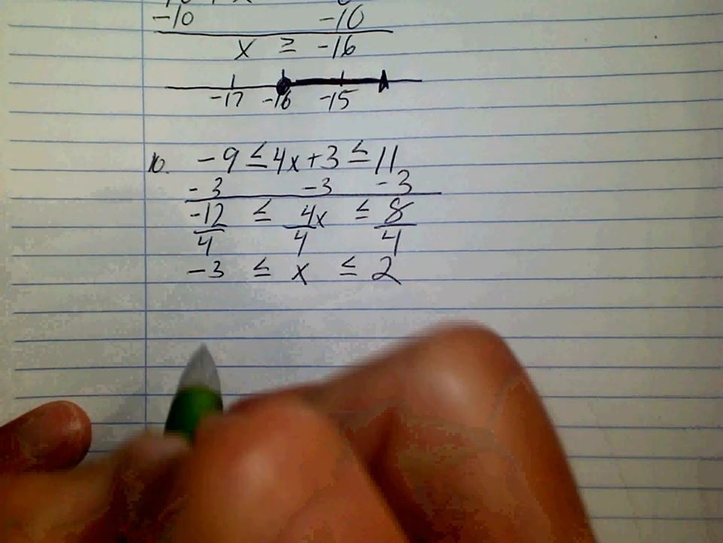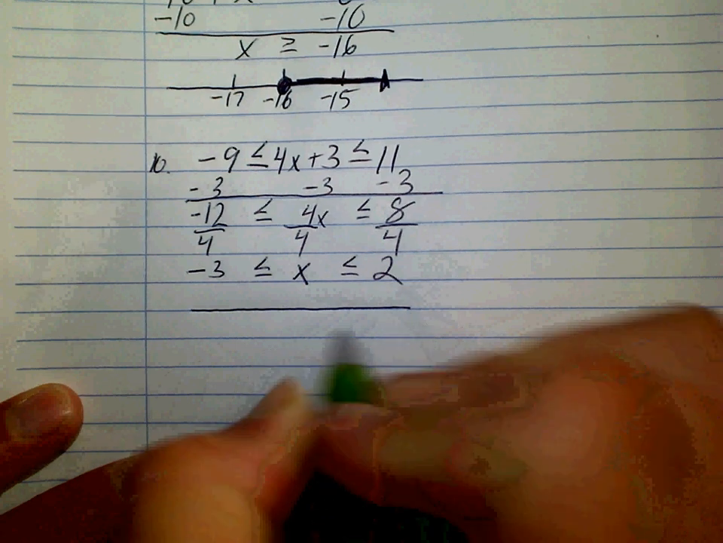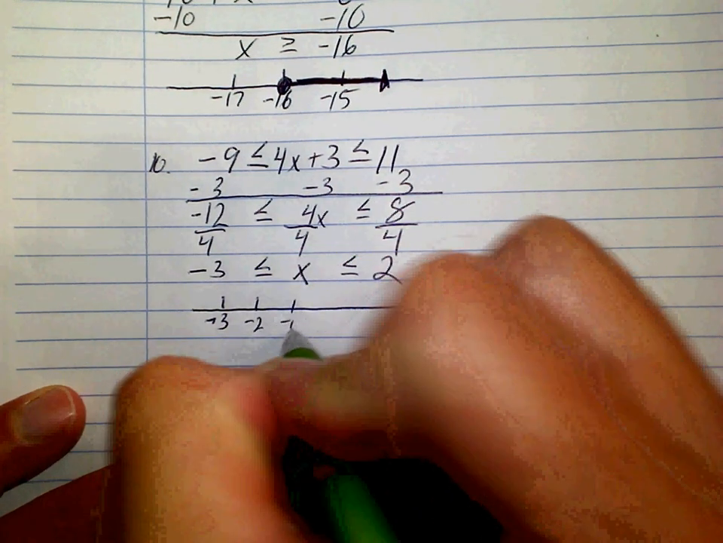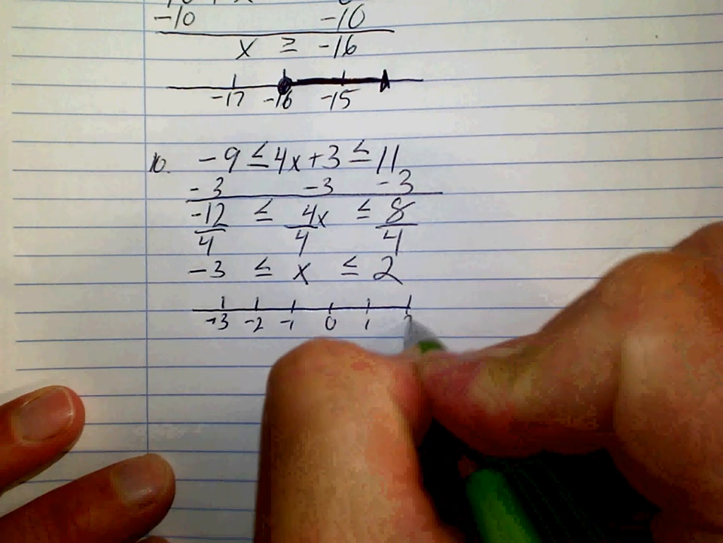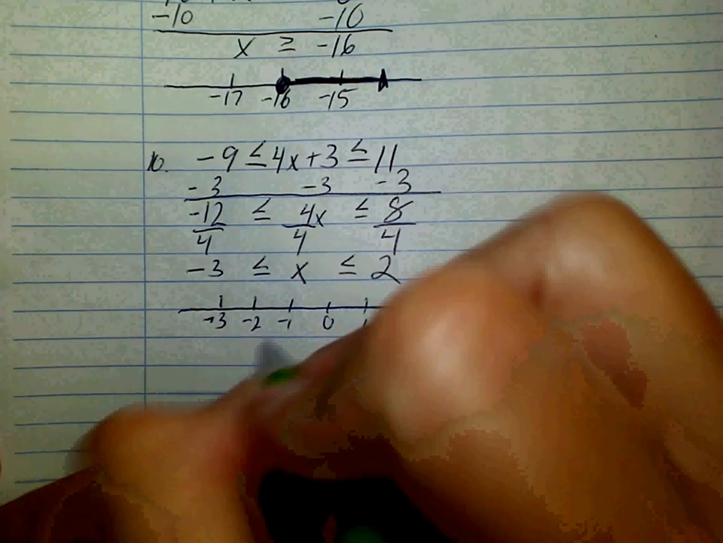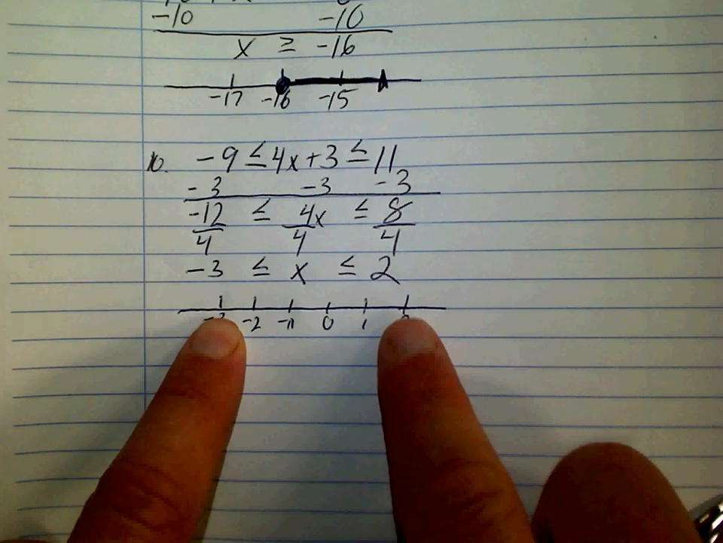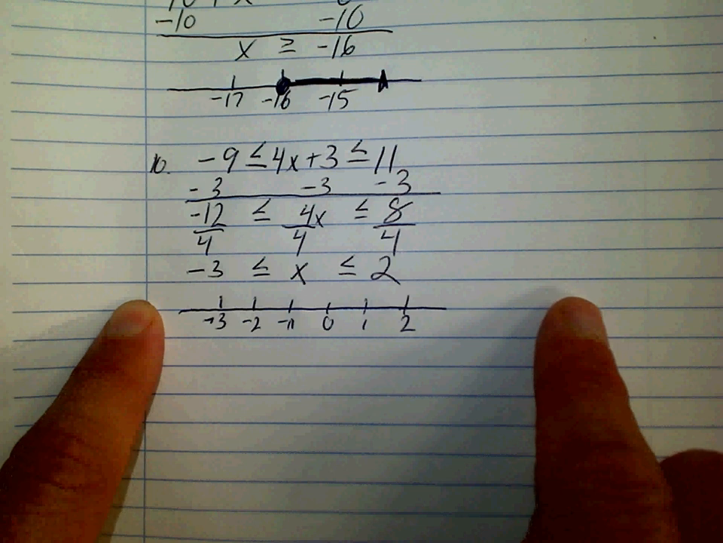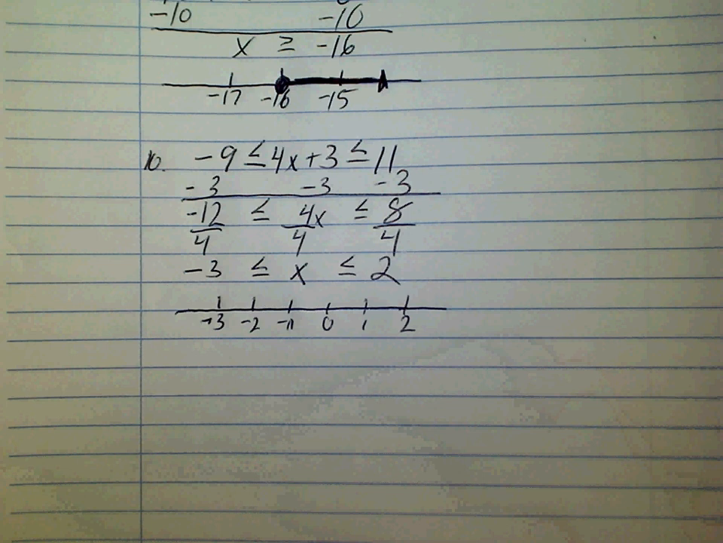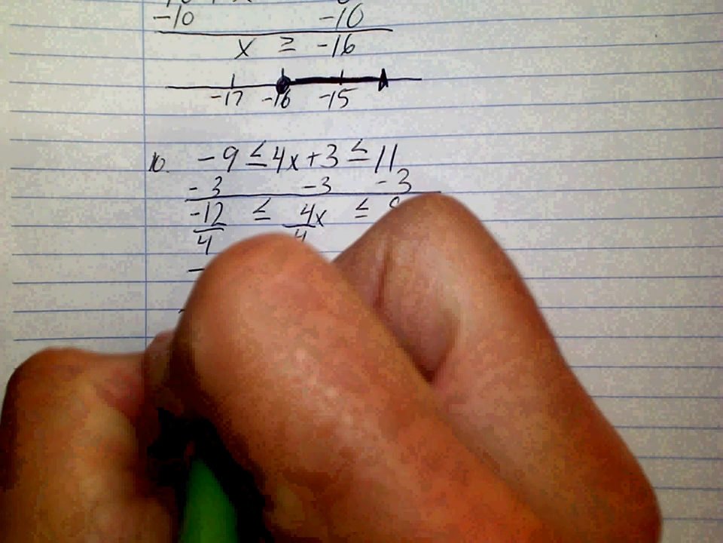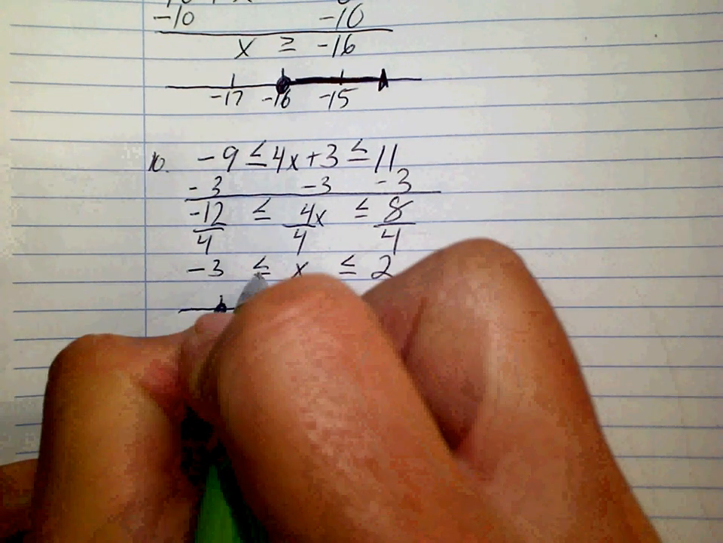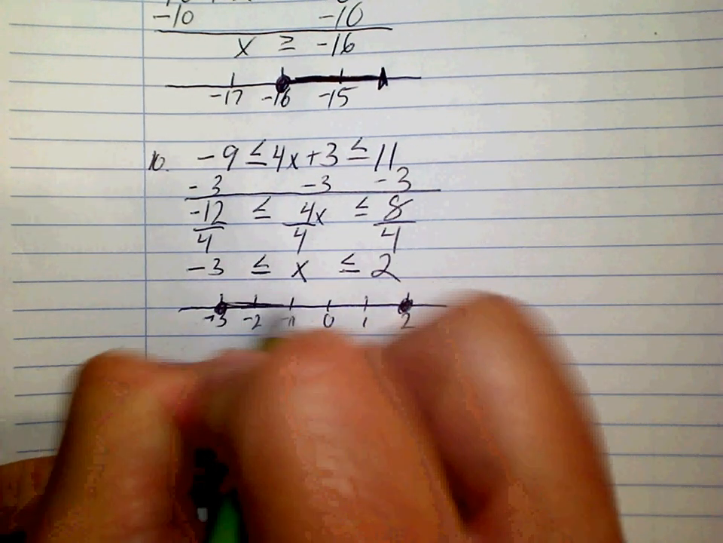You would draw a line. I need a negative 3, a negative 2, negative 1, 0, 1, 2. There we go. Are the solutions in between negative 3 and 2 or outside of negative 3 and 2? What do y'all think? In between or outside? Yeah, I like that. They're in between, yes. Negative 3 to 2 are both closed circle because we have the equal to bar. And you would shade in between.